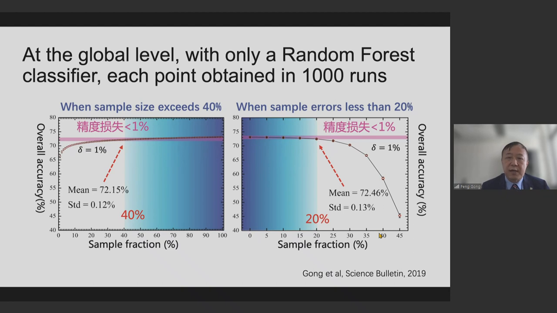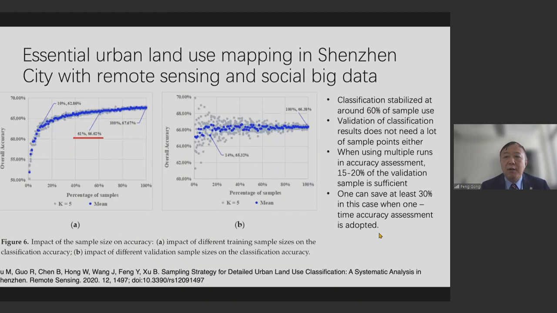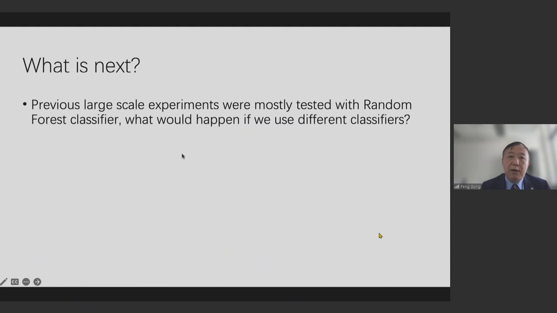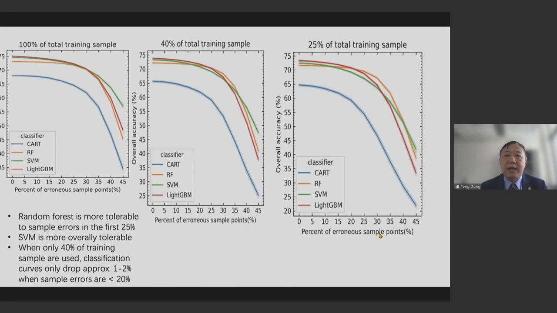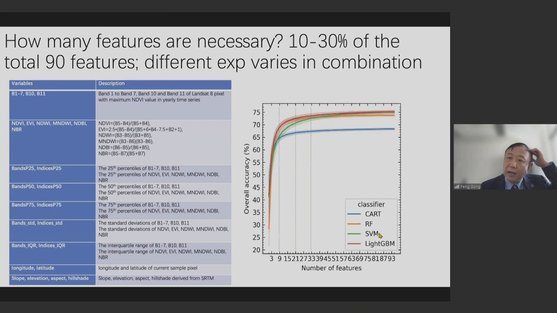36 years of time. Our result has been repeated by some other people doing work in urban land use mapping. They find similar rules like this. We additionally experimented with some other classifiers, and using other classifiers you can still find similar results. I will not spend more time talking about that.